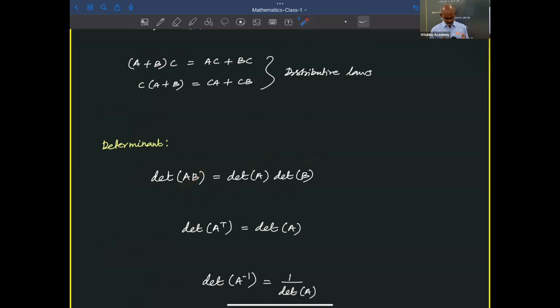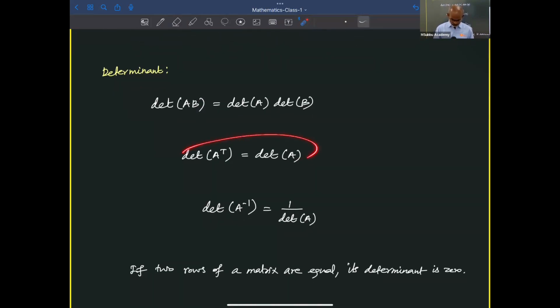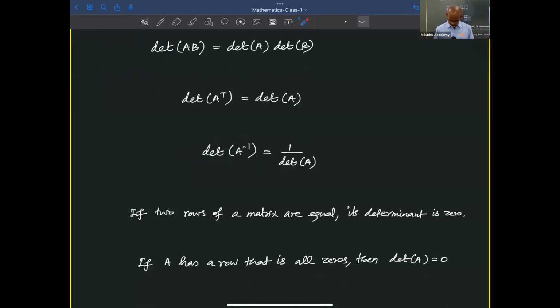Sometimes you may feel it is tough to keep all of these in mind. In that case, you can work it out for the problem concerned. So, not a problem. One of the simplest things you can keep in mind is that the determinant of A transpose is simply equal to the determinant of A.